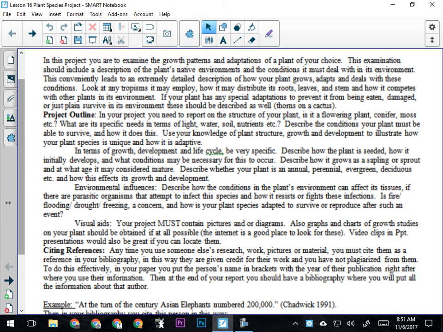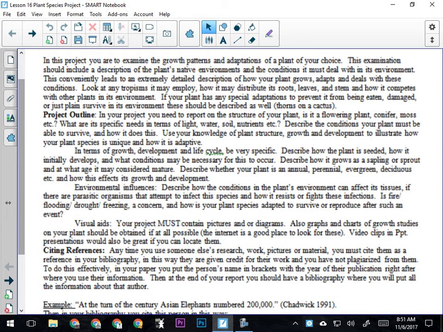Describe whether your plant is an annual, which means it grows for how long? 1 year. Okay, a perennial keeps coming back every year. Is it evergreen? Is it deciduous? Evergreens are like spruce and pine, whereas deciduous plants lose their leaves every year. How does this affect its growth and development, etc.